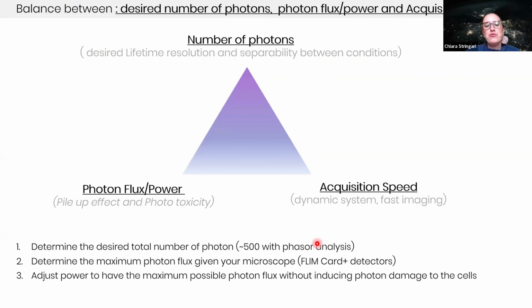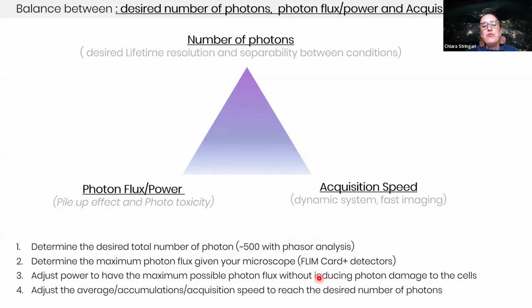And then you need to take care of the power. So you need to use a power that is low enough in order not to induce damage, which is very important, especially if you want to measure metabolism. And then at the end, you need to acquire enough time to have enough photons. So I just really recommend to put all this in your publication so people can reproduce your experiments.